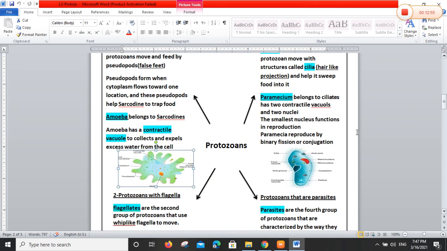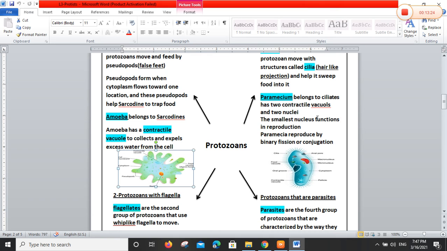Look at a member of the ciliates, paramecium. Look at paramecium cilia. Look at these cilia sweep. They sweep, helping the paramecium to move and collect food. So paramecium belongs to the ciliates, and has two contractile vacuoles and two nuclei inside its body.